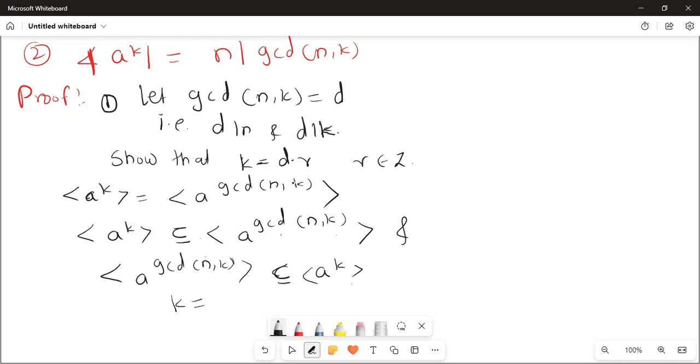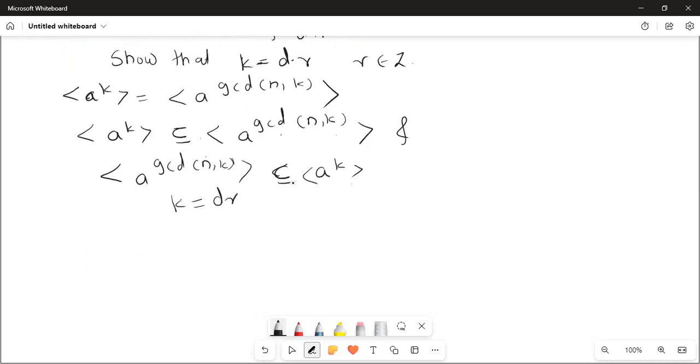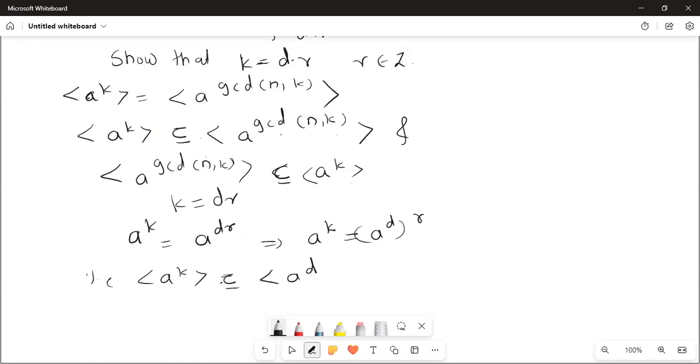So here we know k equals dr. That means a raised to k equals a raised to dr. And that means the subgroup generated by a raised to k is a subset of the subgroup generated by a raised to d. And d is what? GCD of n and k.